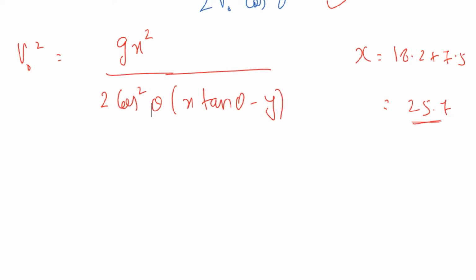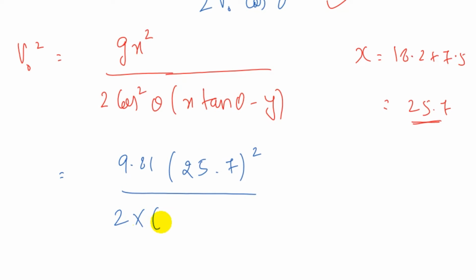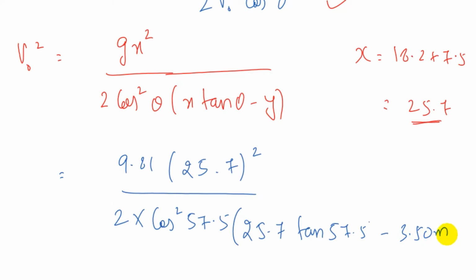Now let us find what would be the initial velocity required when this x becomes 25.7 meter. So let's put all the values in this equation. So g is 9.81, x we have 25.7 and its whole square, divided by 2 times cosine square 57.5, theta remains the same, multiplied with x times tangent theta. Sorry, x we have 25.7, tangent theta is 57.5 degrees, minus y also remains the same, so 3.50 meter, and this is equal to v0 square.